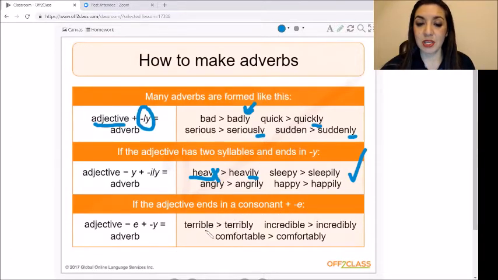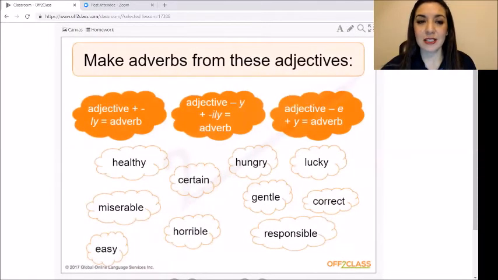So next is if the adjective ends in a consonant E. The examples here are LE, but if it ends with a consonant and then E, like terrible, you can take off the E, minus the E plus the Y. Now we have terrible, terribly, incredible, incredibly, comfortable, comfortably. See, that's a hard one. Comfortably.